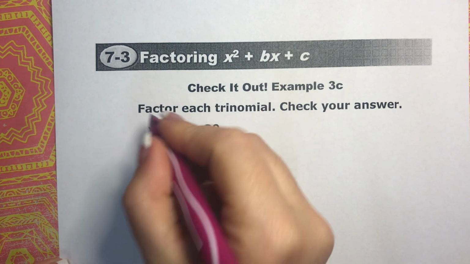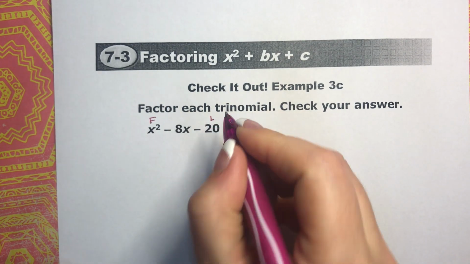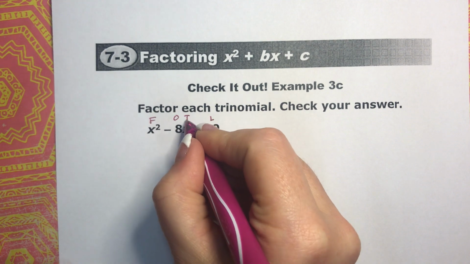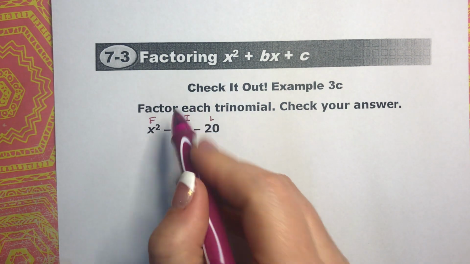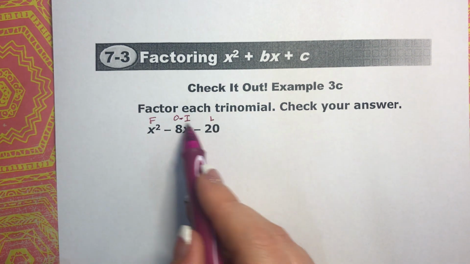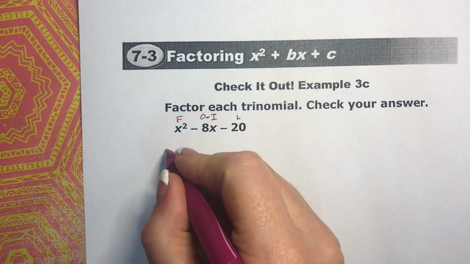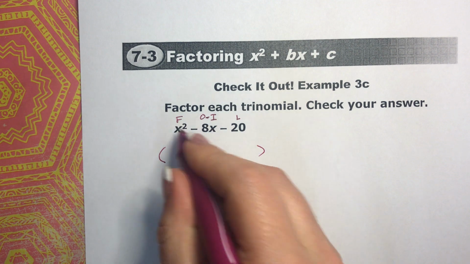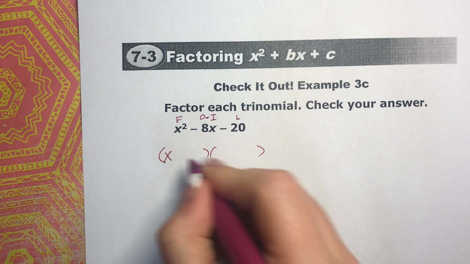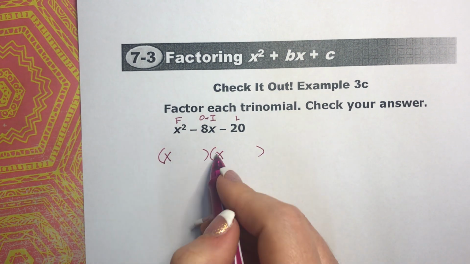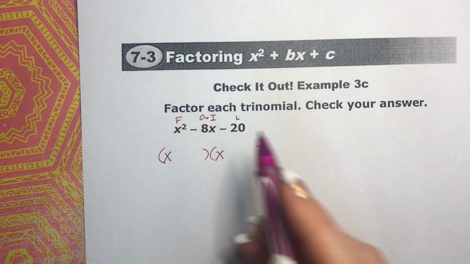So what do we have here? This is my first, this is my last, this is my outside and inside, and we're going to be finding the difference of the outside and inside. The difference is going to have to be 8, okay? Okay, x and x, this is my favorite part. x goes there, x goes there, x times x is x squared. That's how I get my first.